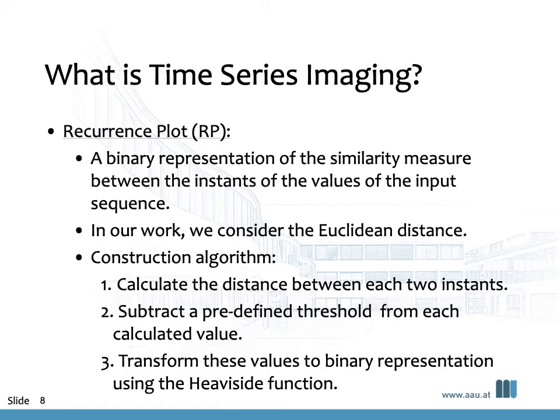The third representation is a recurrence plot, which gives as an output a binary representation of the similarity measure between each two instances within the input sequence. In our work, we consider the Euclidean distance as similarity measure between the values. The construction algorithm starts by calculating the distance between each two instances within the sequence, and then subtracting a predefined threshold from each calculated value to transform this finally to a binary representation using the Heaviside function.